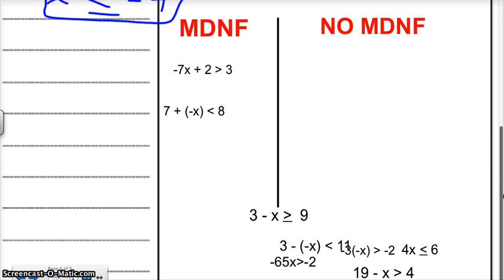3 minus x is greater than or equal to 9. Would I MD&F it? Yes. Look at our hands, do I have a negative to the left of my variable? Yes. I have a negative to the left, I would MD&F it.